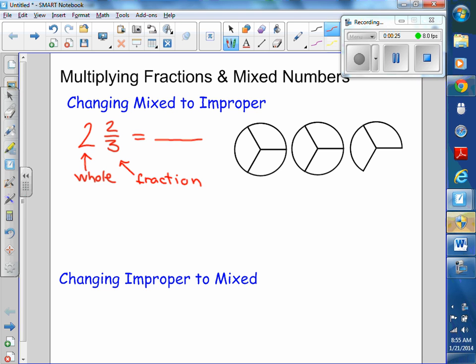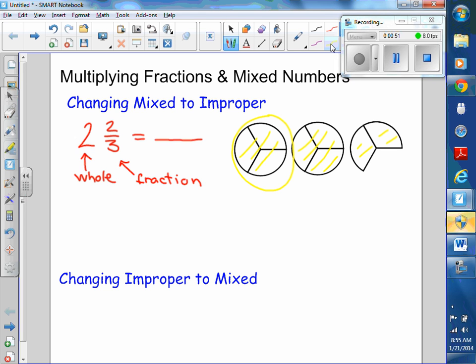Okay, so if you look at the picture here, I have two wholes, right? This is a whole. I have all of this and all of this. And then I have 2/3. So the picture is just asking you how many thirds there are all together.